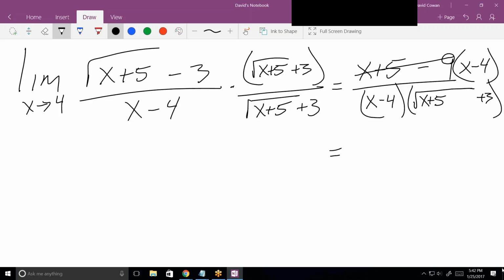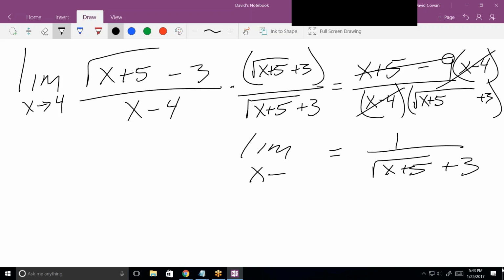Now the x minus 4's cancel. You're left with 1 over root x plus 5 plus 3. And what does that go to as x goes to 4? Root 9 plus 3.